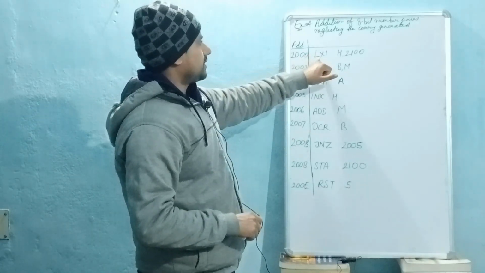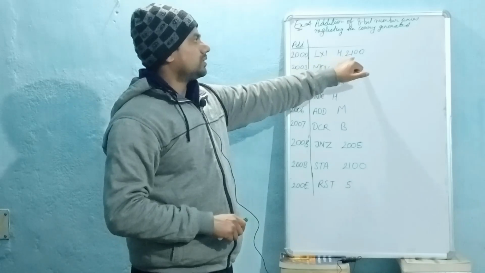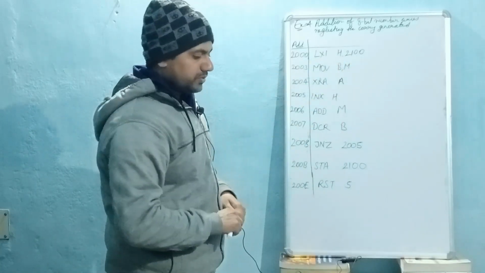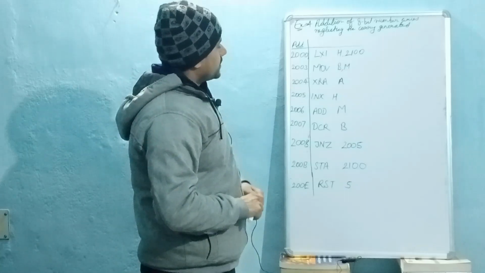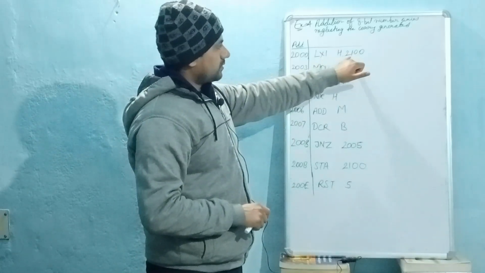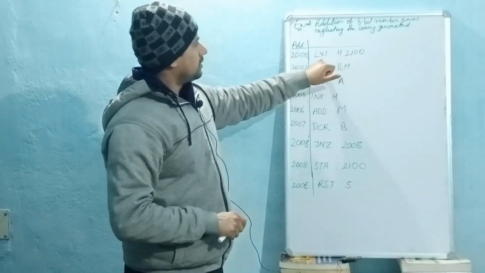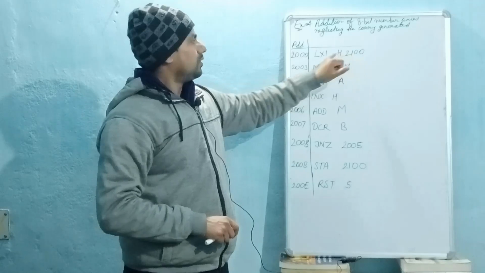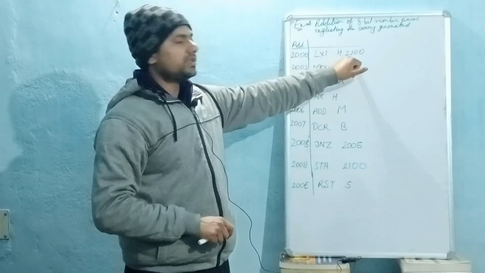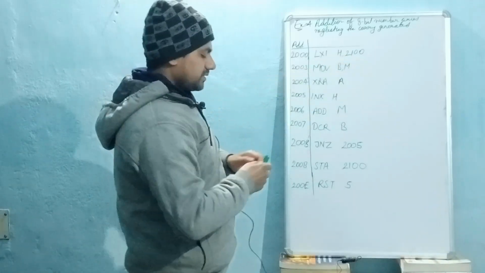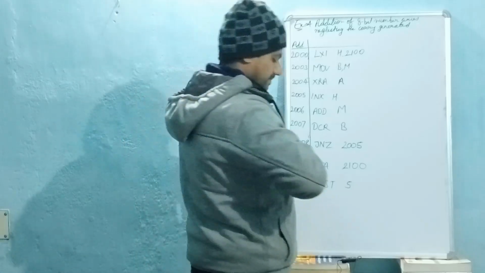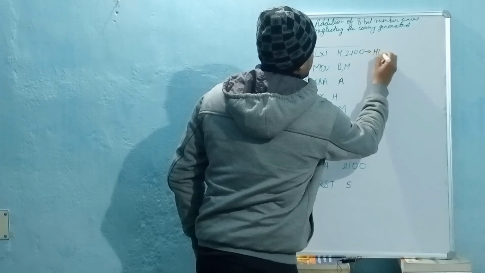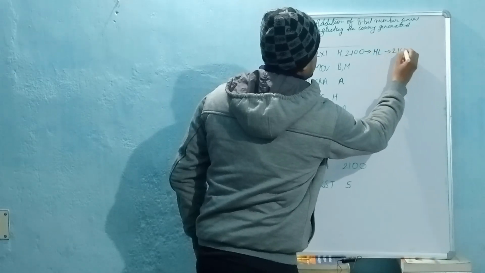So the first instruction given here is LXI H, 2100. LXI H loads the HL pair with 2100. It means what we will get here is HL pair equal to 2100.